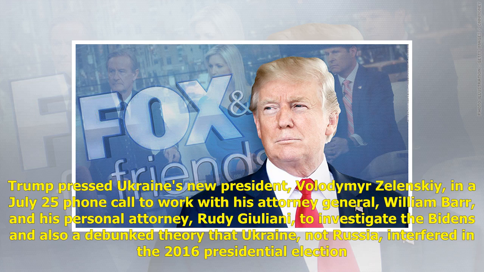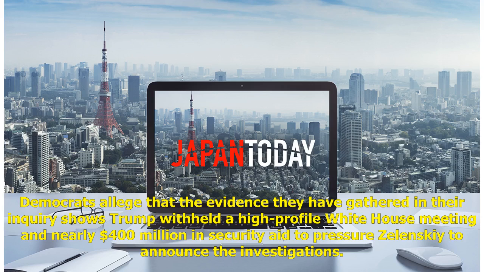Trump pressed Ukraine's new president, Volodymyr Zelensky, in a July 25 phone call to work with his Attorney General, William Barr, and his personal attorney, Rudy Giuliani, to investigate the Bidens and also a debunked theory that Ukraine, not Russia, interfered in the 2016 presidential election.